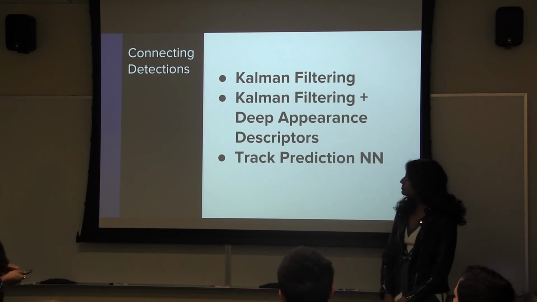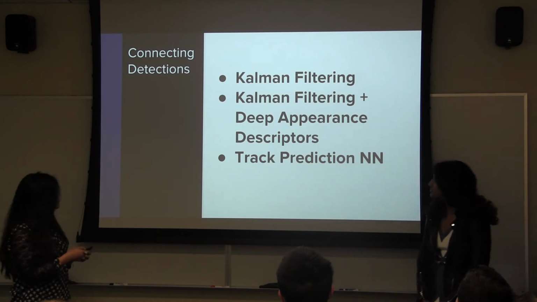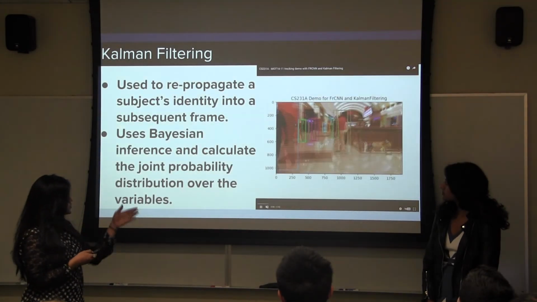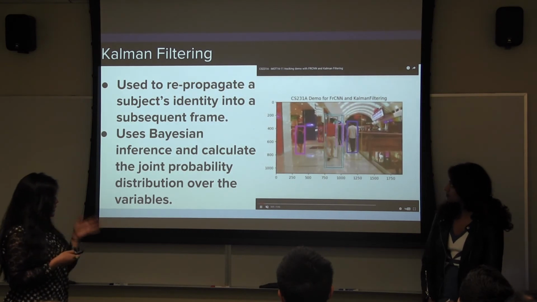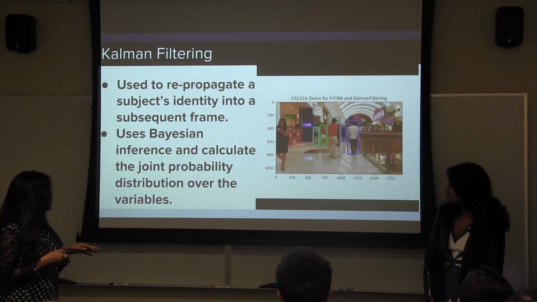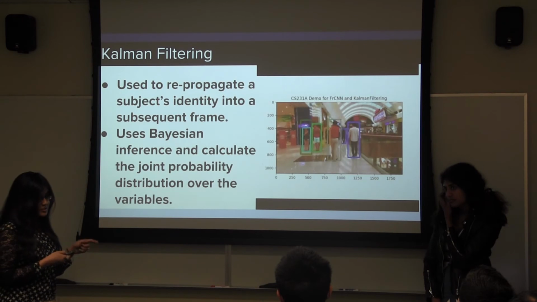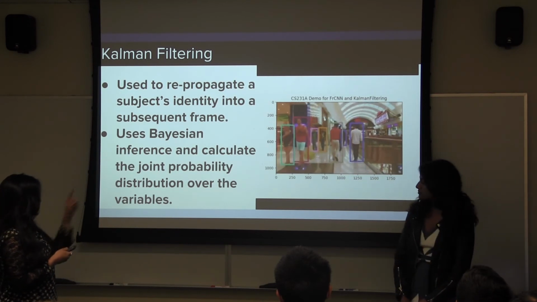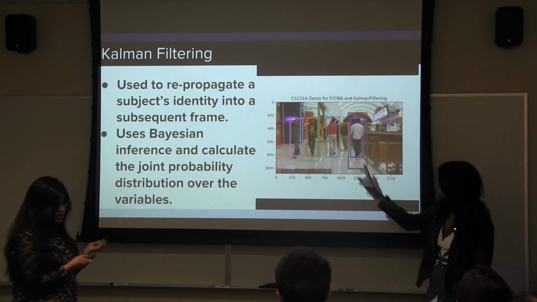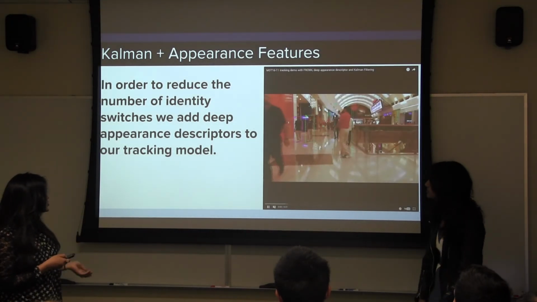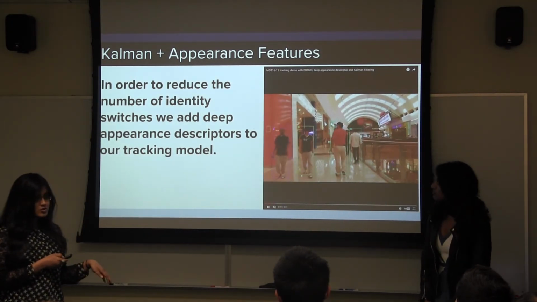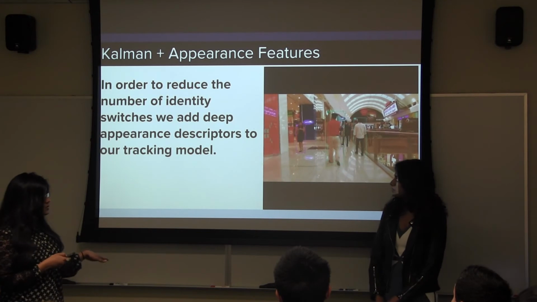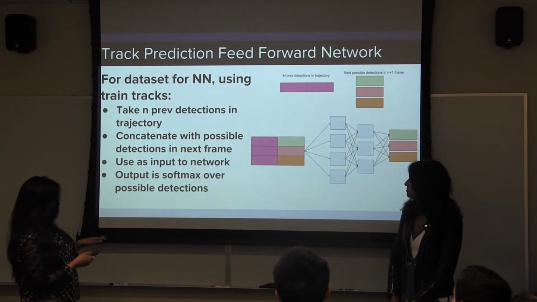For connecting the detections, we basically use Kalman filtering, and as you will see from the video, it works pretty well. The only issue that we found with Kalman filtering was that there are a lot of identity switches. The bounding box color keeps changing for a particular person, so we decided to add deep appearance feature descriptors to that. And we found that it really works well, and there are hardly any identity switches.